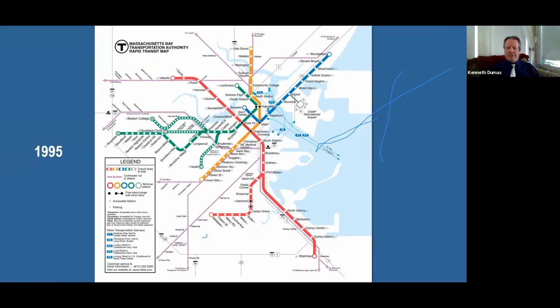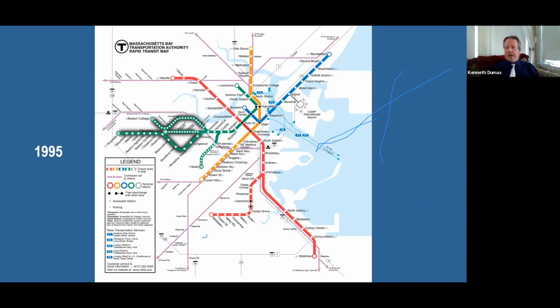But eventually enough time went by, and by 1995, the MBTA decided that this would now be the new official MBTA rapid transit map. And as you can see here, the orange line has clearly been moved. It's no longer a vertical line. It's now at a 45-degree angle, clearly showing that it is now in the southwest corridor.